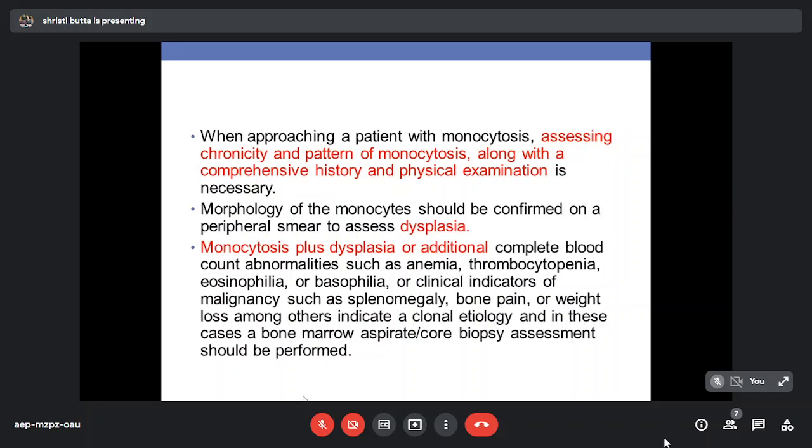Morphology of the monocytes should be confirmed on peripheral smear to assess for any dysplasia. Monocytosis plus dysplasia or any additional abnormality like anemia, thrombocytopenia, eosinophilia, or basophilia, or maybe splenomegaly as a clinical indicator, bone pain, weight loss, all give you a clinical clue to the clonal origin of the disease.